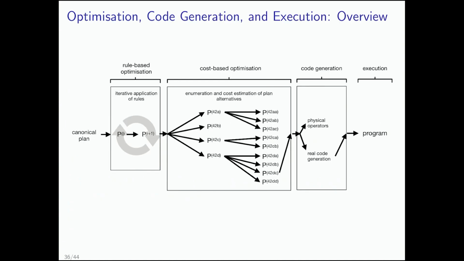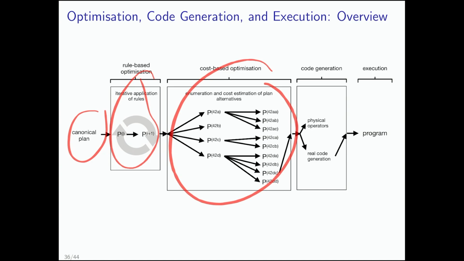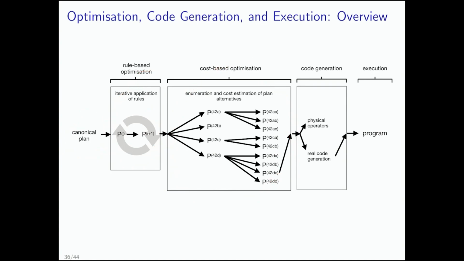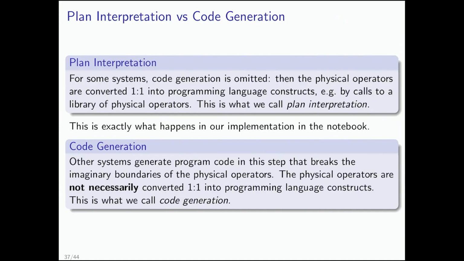So now our initial overview graph gets even more complex. Yeah? So we are in this space where we had the canonical plan, then we had that iterative application of rules, then we enumerated plans, and now we found a plan, and now we have these two options. Basically, you generate real code using LLVM, WebAssembly, whatever, or you use physical operators. That is what we're doing in the notebook, actually. And one of those options basically represents the program you're executing to compute the result. So important is this slide. Those are the two options you have at this point in time.